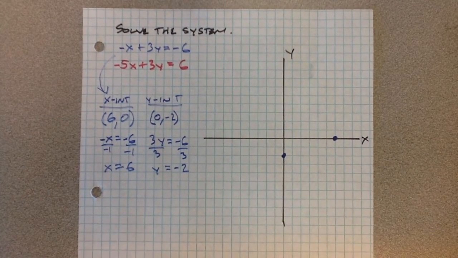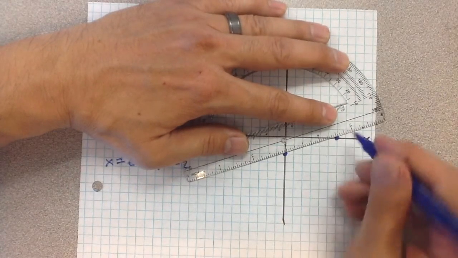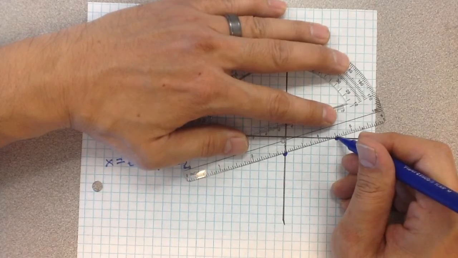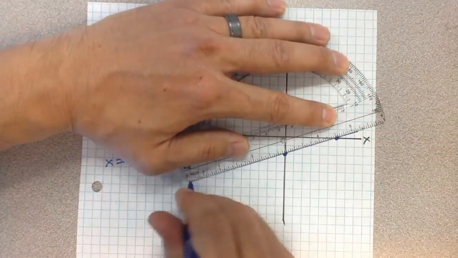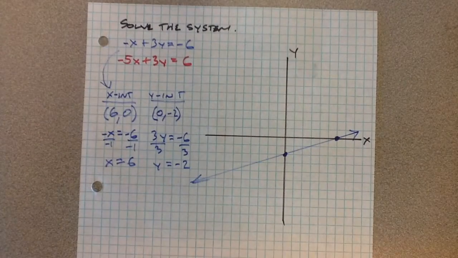And if I connect those, I'll get a graph that goes here. And once again, I want to be as accurate as possible so that my two lines will intersect in the right location. All right, so like that.